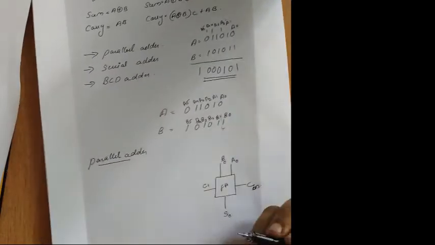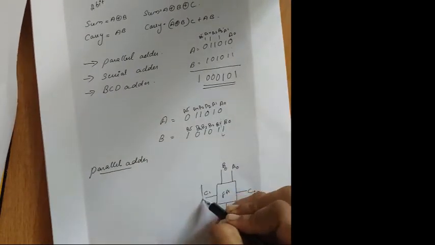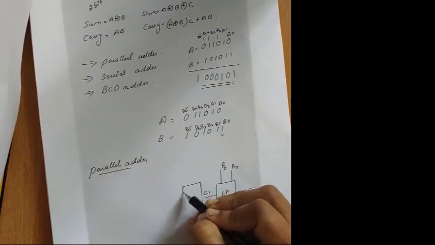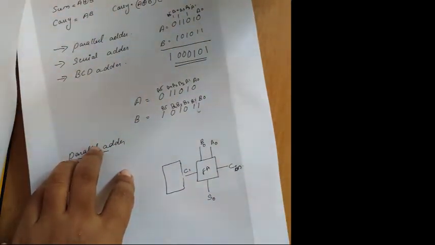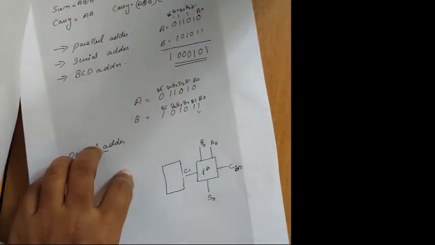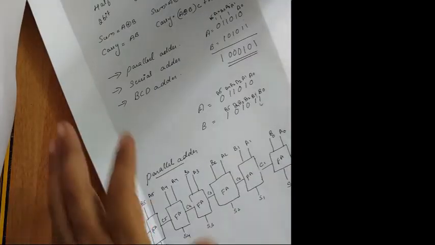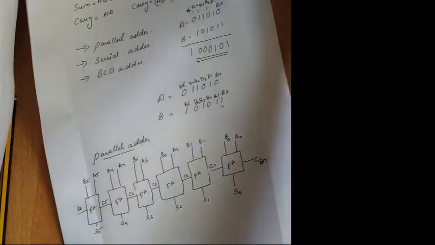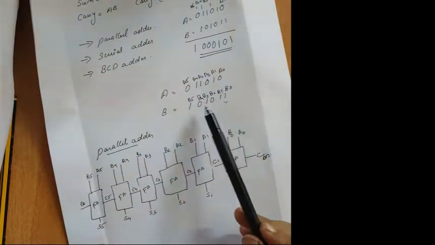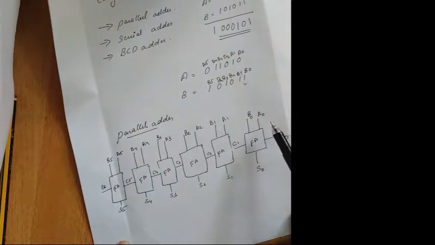Next you have another full adder bit. Let me draw first all the full adders, then I will explain it for you. Now we have 5-bit data. So we have A0, A1, A2, A3, A4, A5 and B0, B1, B2, B3, B4, B5.